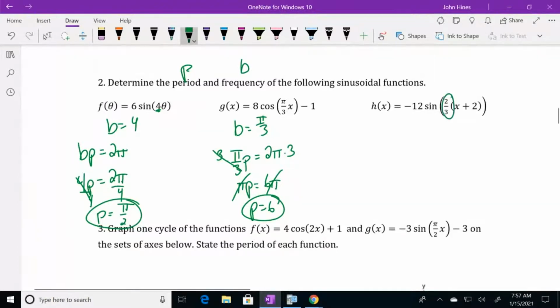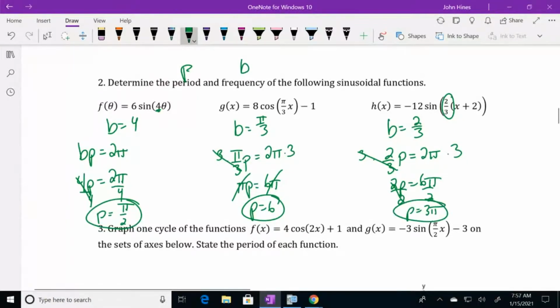And again, what number's in front of x? That's your b value, 2/3. So how do you find the period? That number times the period always equals 2 pi. And I do times 3. 2p equals 6 pi, and then I divide by 2 and I get p equals 3 pi. So that's the period there.